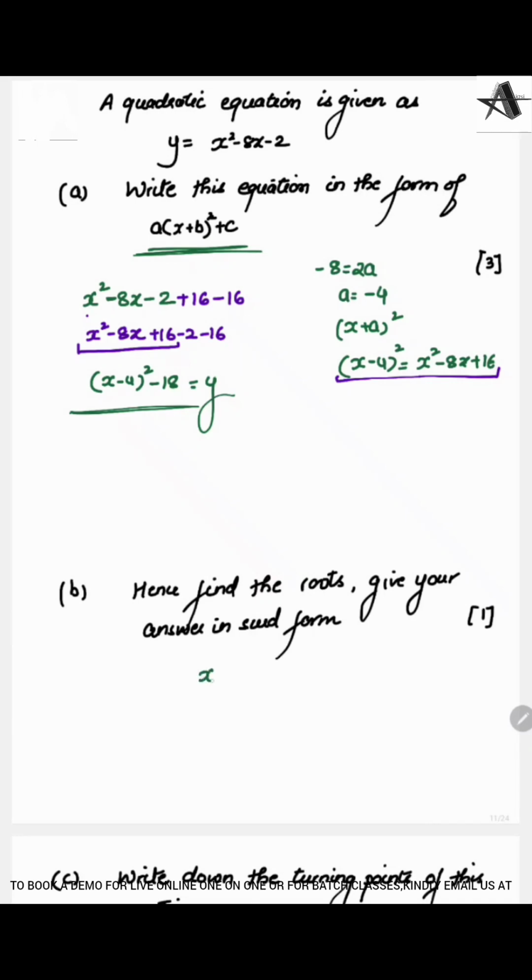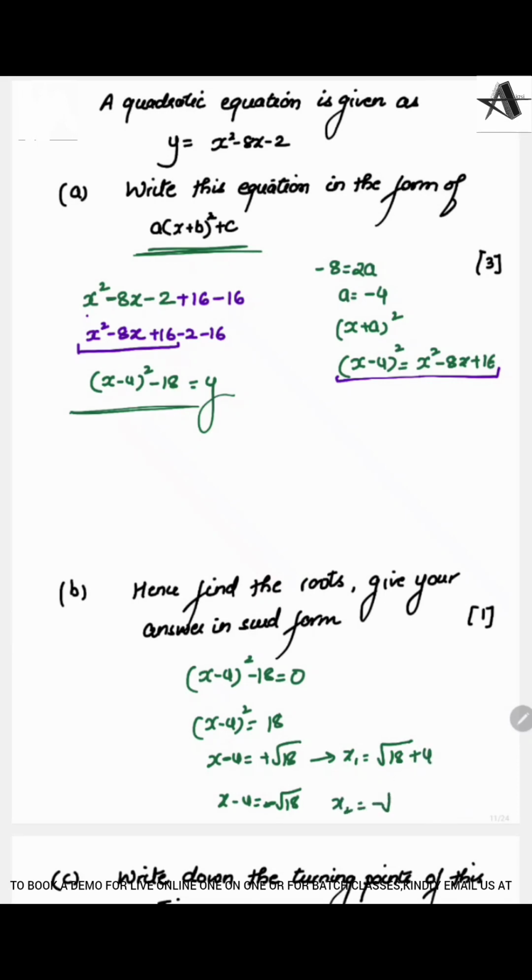So (x minus 4) whole squared minus 18 is equal to 0. So (x minus 4) whole squared, bring it there, equals 18. Taking root to both sides, you will get plus root 18 and second would be minus root 18. So from here you'll get x1 as root 18 plus 4 and x2 as negative root 18 plus 4. That's it. Because they're asking you to give the answer in surd form, we'll leave it like that.